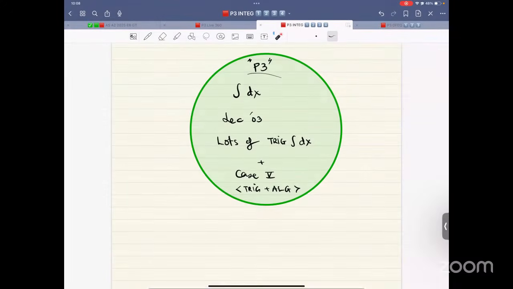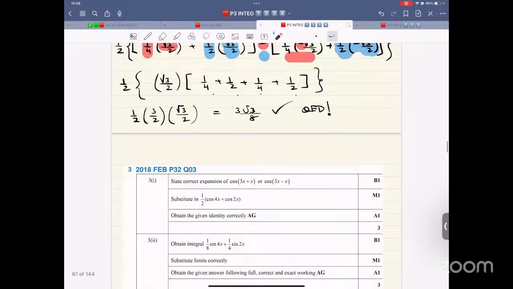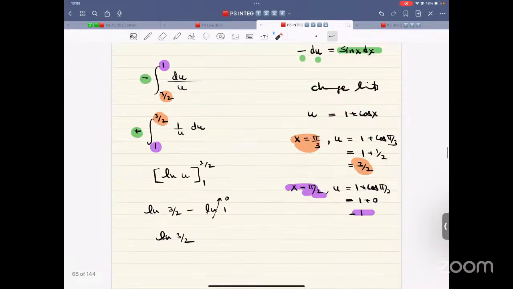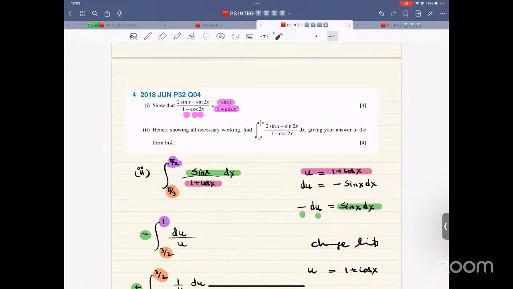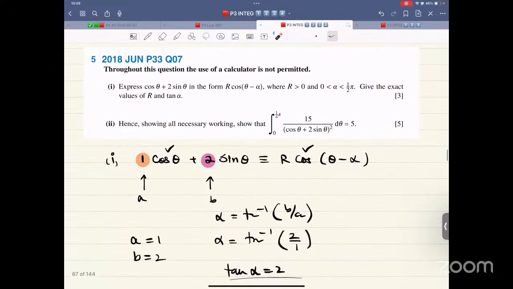Now let's look at this one. The case 4 of integration. Yes, a compound rule thing. Let's look at this because again, this is related with trigonometry. It says express cos theta plus 2 sine theta in the form r cos theta minus alpha, where r is positive, alpha is acute. Give the exact value of r and tan alpha.